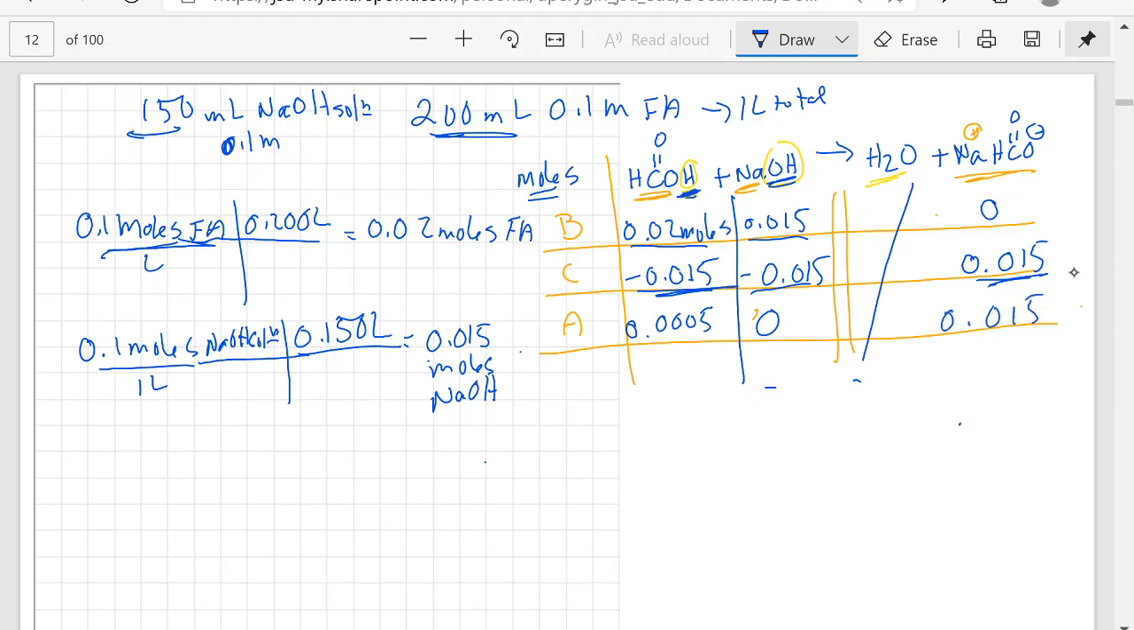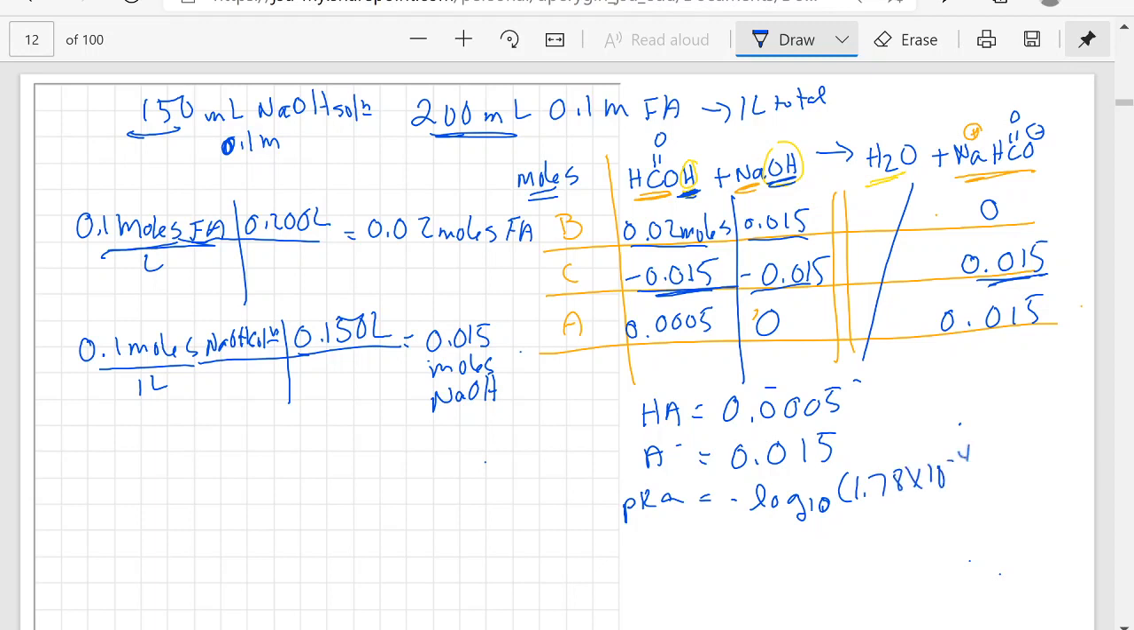But we don't really care about that, right? So let's write everything down here. Our HA is equal to 0.0005, and our A minus is equal to 0.015. And our pKa is equal to the negative log to the base 10 of the Ka, which we were given in the previous section, part A, which is 1.78 times 10 to the minus 4th. That gives us a pKa of 3.75.